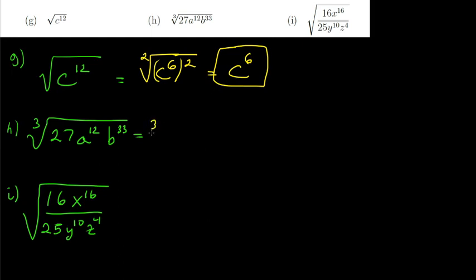For part H, we have, let's see, the cube root of 27 times the cube root of a to the 12 times the cube root of b to the 33.